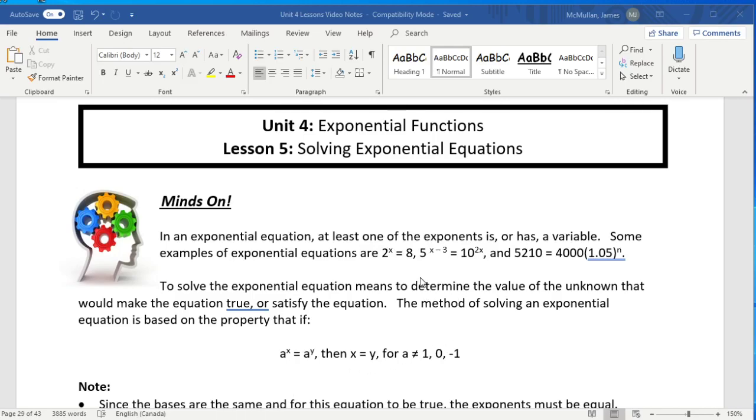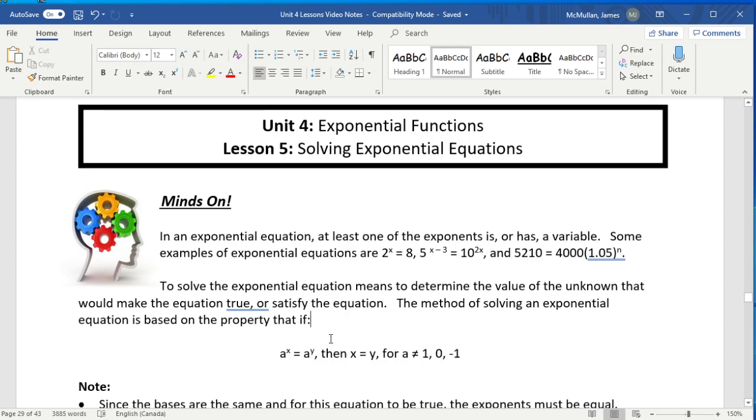Alright, so today's lesson is about solving exponential equations. We've done a lot of work simplifying them and finding different ways to express them. We're learning the rules and the ropes, and now we're trying to actually use equations to solve.